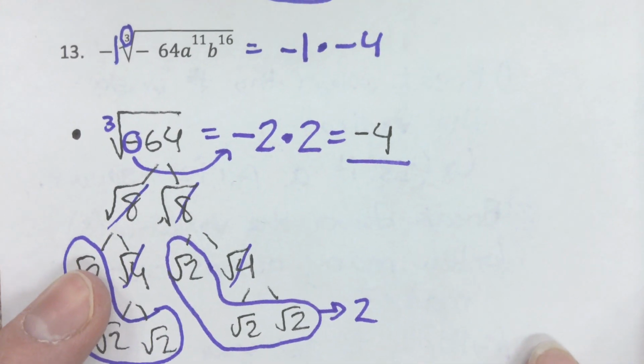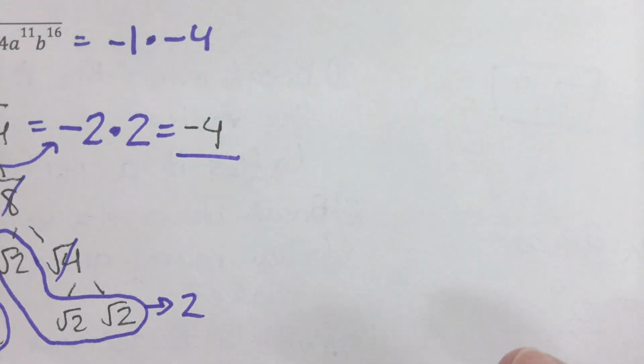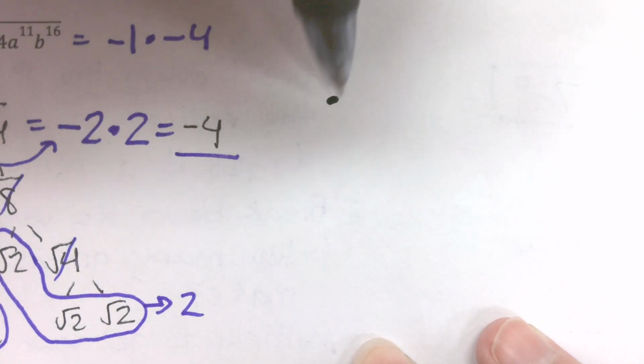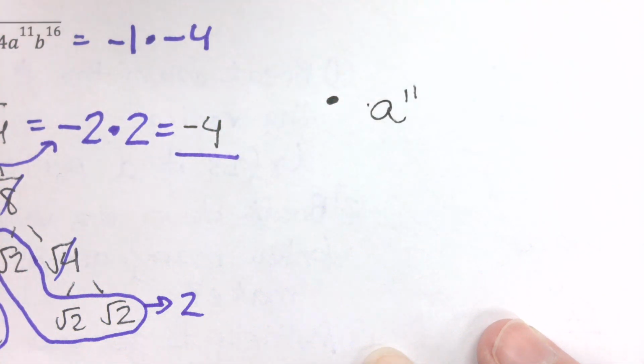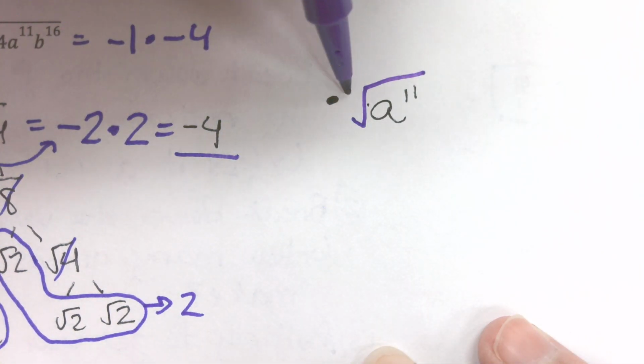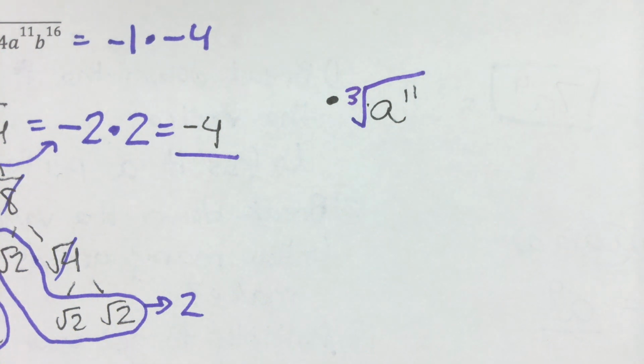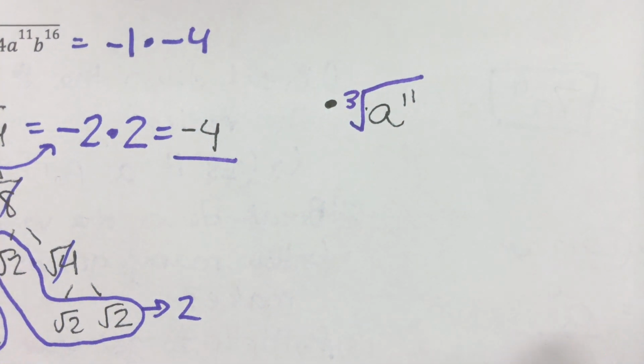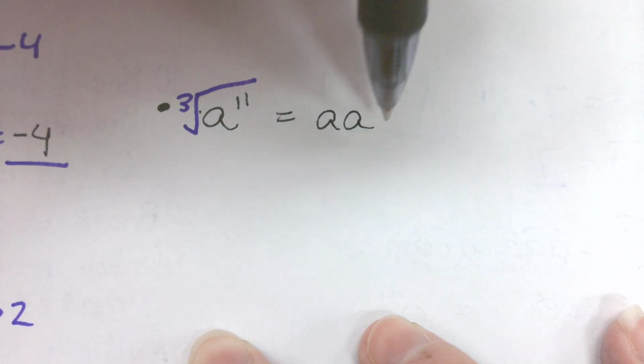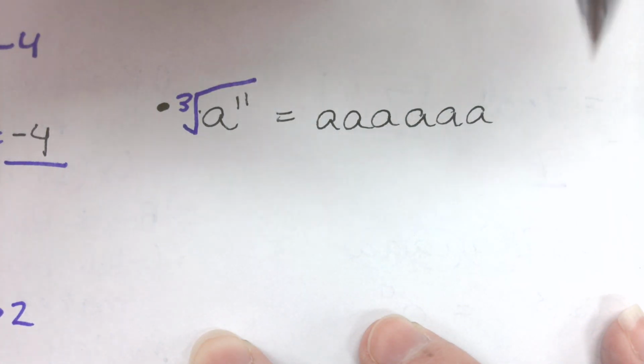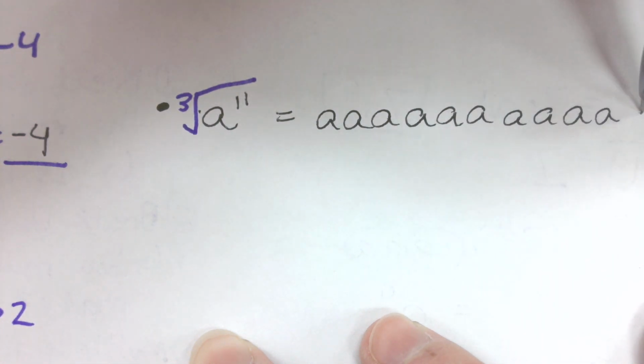Next, the letters. We have a to the 11th. Once again, cube root of a to the 11th. In this problem, I'm going to solve A one way and B a different way, just to give you options for those of you who want a different method besides just writing out the letter however many times. So A to the 11th, I'm going to do the normal way. Write it out 11 times, 11 A's. 3, 4, 5, 6, 7, 8, 9, 10, 11.